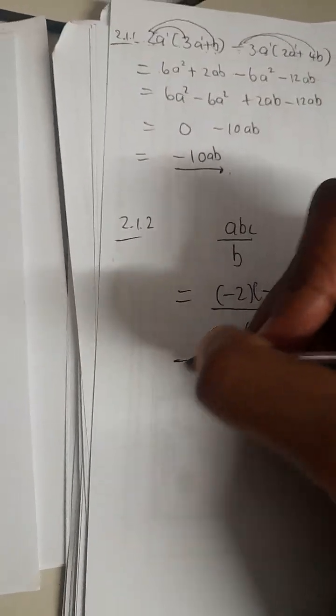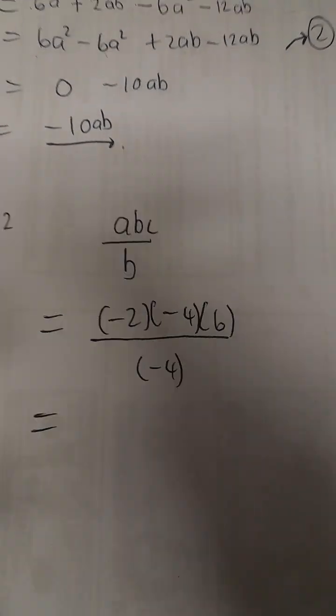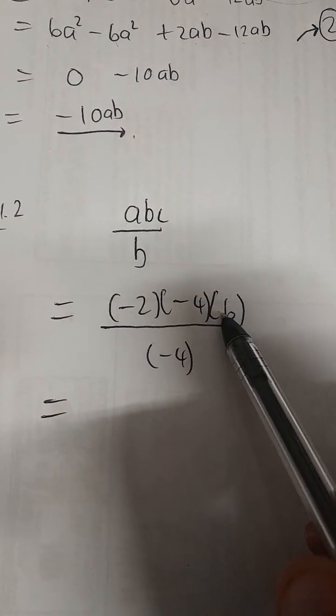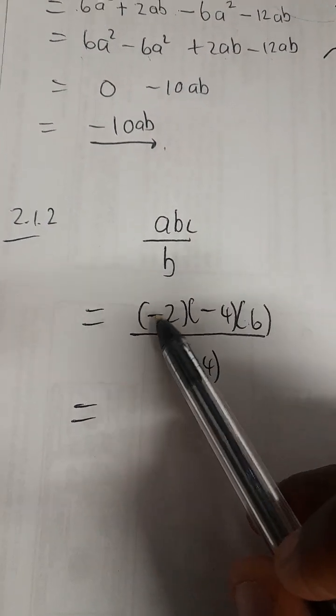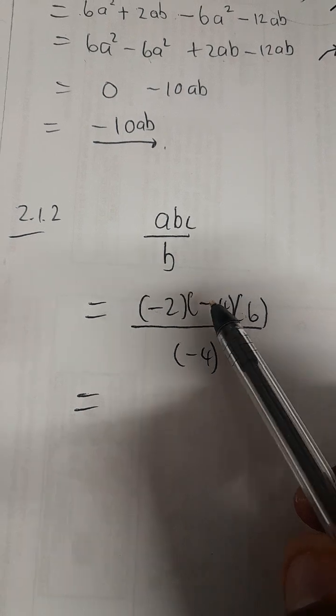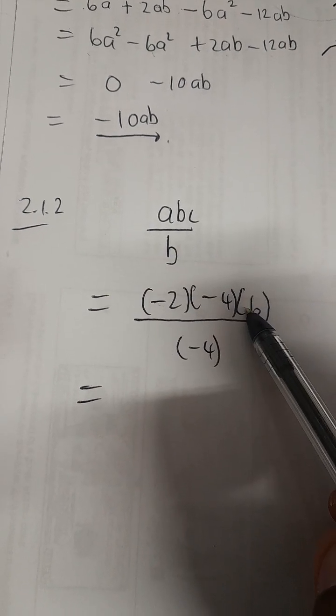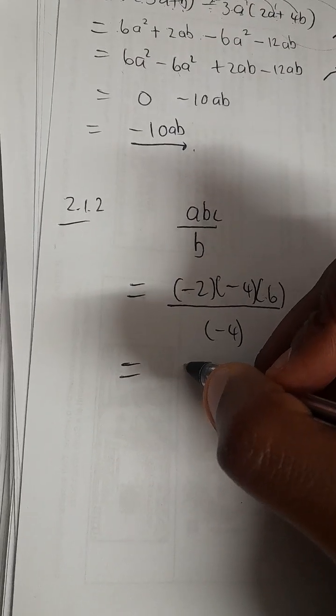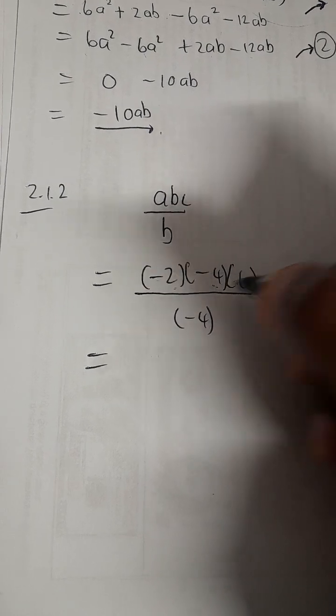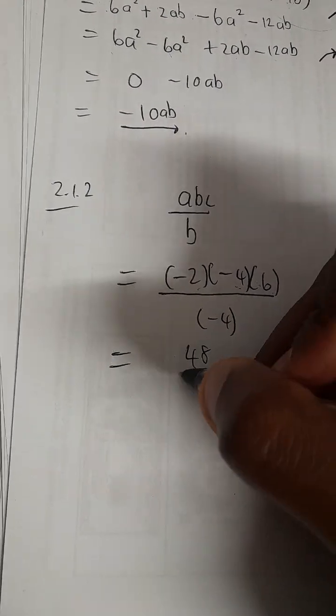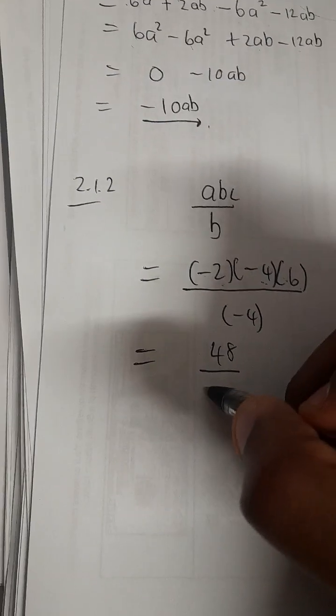Alright? Then we utilize BODMAS, right? Because this is multiplication in the numerator. Negative times a negative is positive. Positive times a positive gives us a positive. So we have a positive value. 2 times 4 is 8. 8 times 6 is 48 over the negative 4.